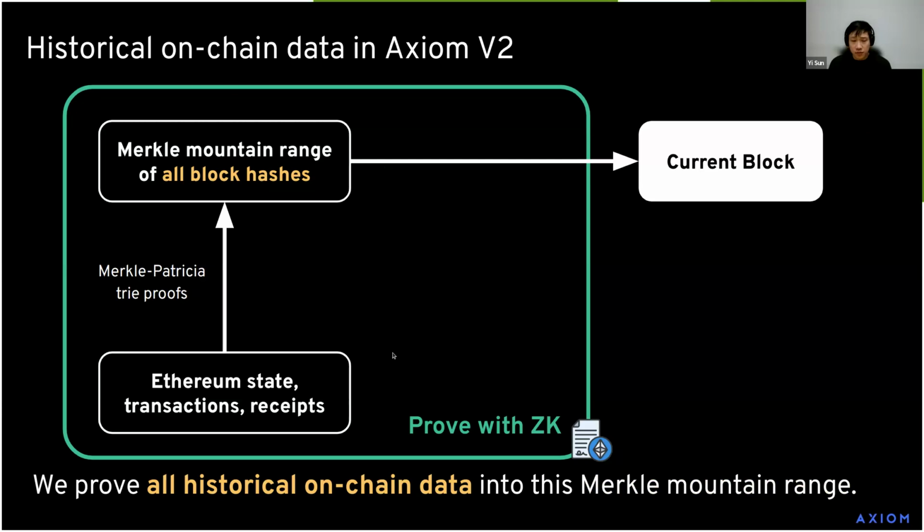What that means is that to prove, let's say, a historical receipt was really present in a block from 1 million blocks ago, we need to check a Merkle proof for that receipt into the receipt trie, and finally, that receipt's root was present in a historical block header. These Merkle proofs are pretty large, and we compress them by proving their verification in ZK. In this way, we're actually able to access all historic on-chain data into this Merkle mountain range.